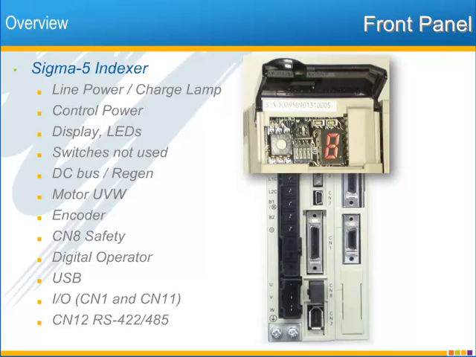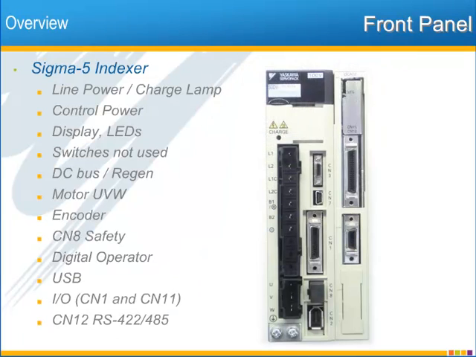But the rotary switches and dip switches are not used with the indexer. Terminals B1, B2, plus and minus give you access to the DC bus and for connection of regeneration resistors. Then at the bottom you have 3 motor phases, U, V, W, and the ground, with the encoder at CN2 and the safety at CN8.